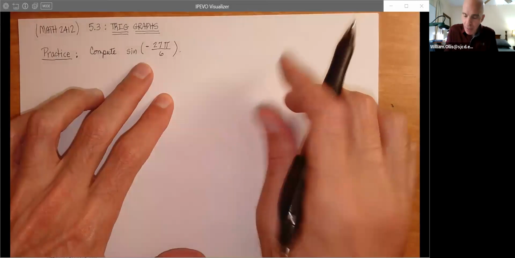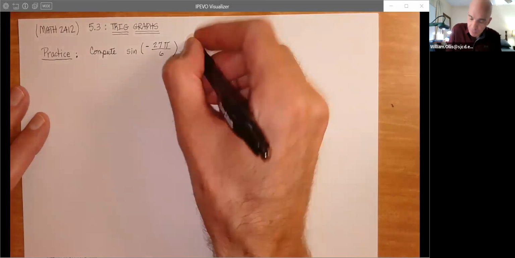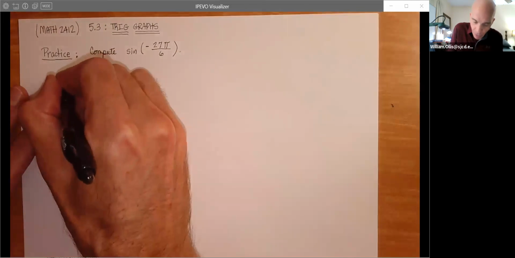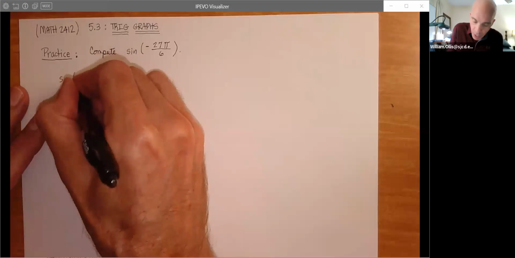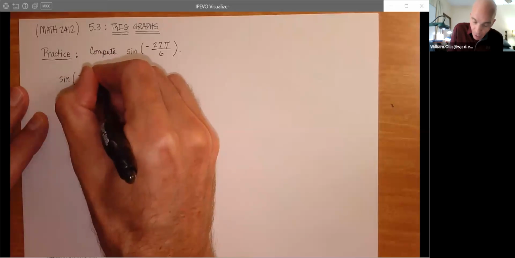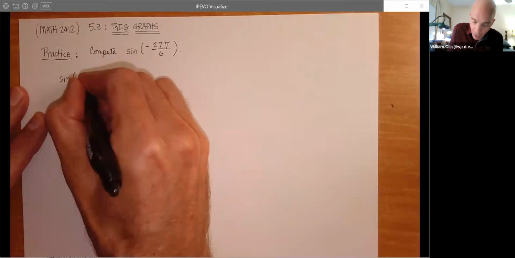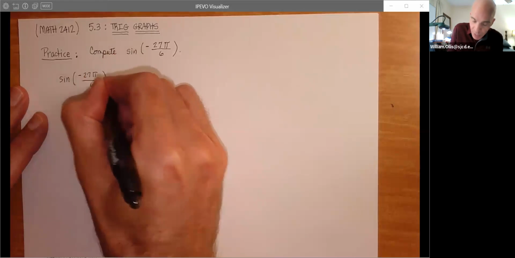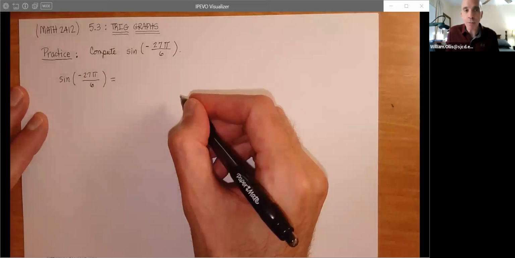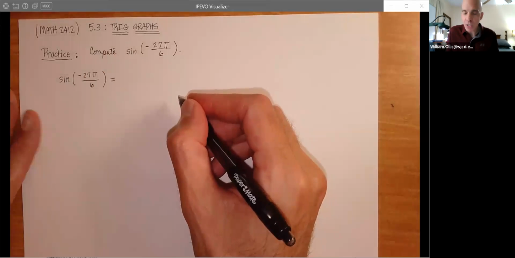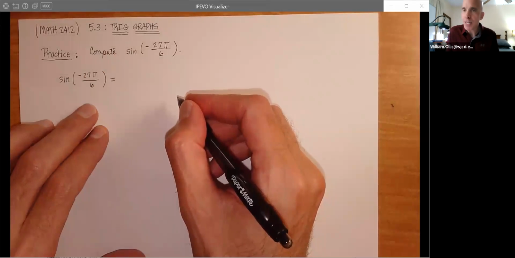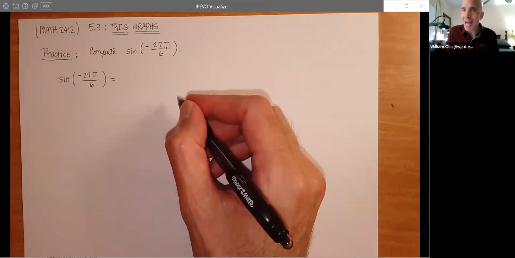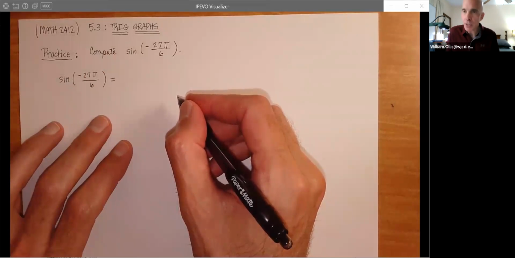Now first, if we want to compute this, let me go ahead and write the problem down here. We know that the sine function is odd. We talked about how you could prove that last week. We did a picture proof, and then we did a more rigorous proof, and it really just hinges on the definition of reference number and the sign convention from the unit circle.